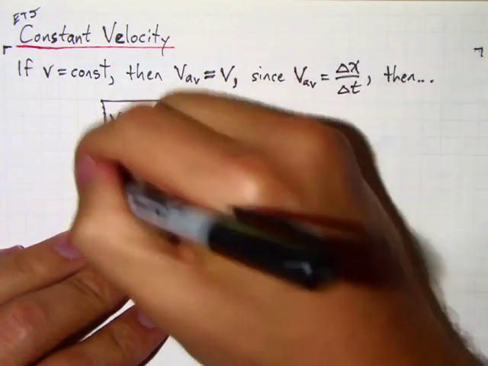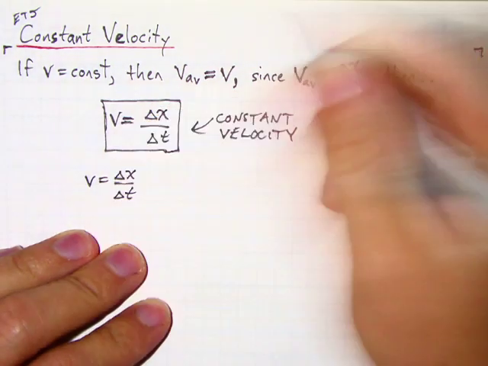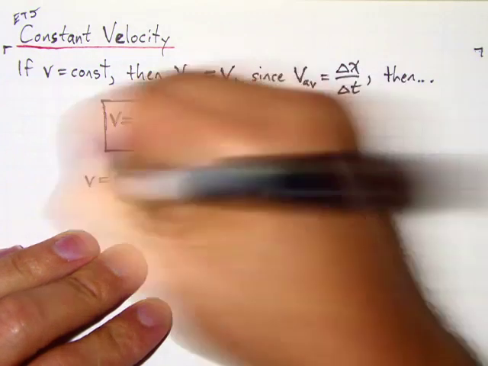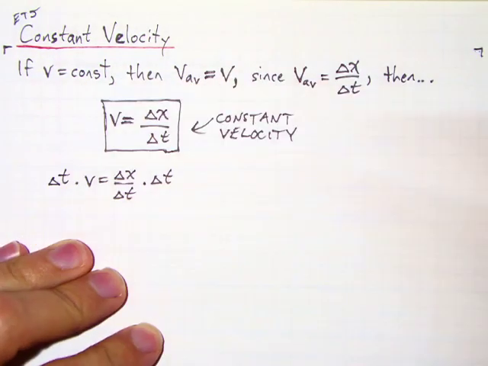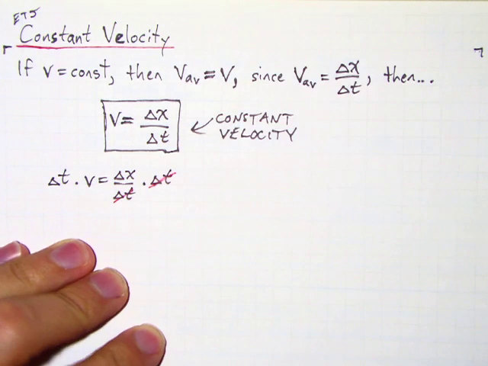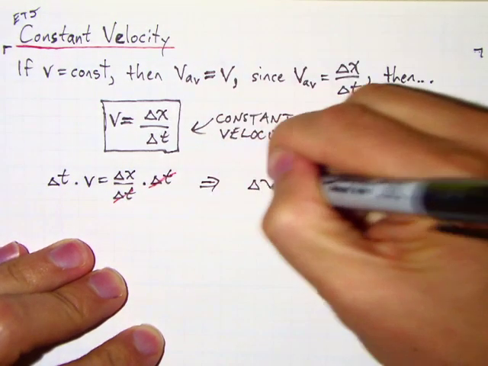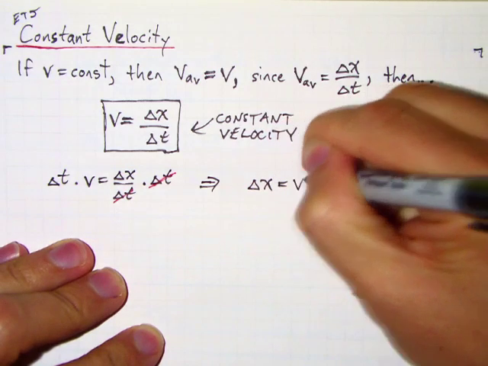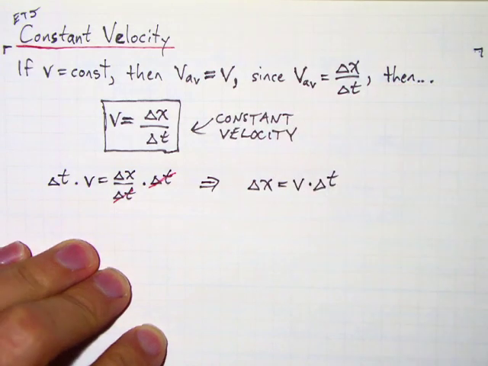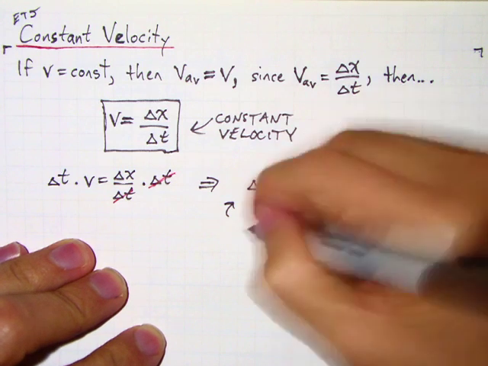We can rearrange this a few ways. Let's say v equals delta x over delta t. Let's multiply both sides by delta t. These delta t's cancel, which lets us rearrange algebraically to solve for delta x. Delta x equals v times delta t. This is in a form that should be pretty familiar.